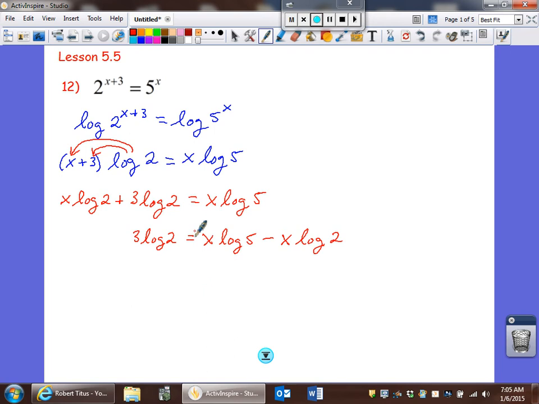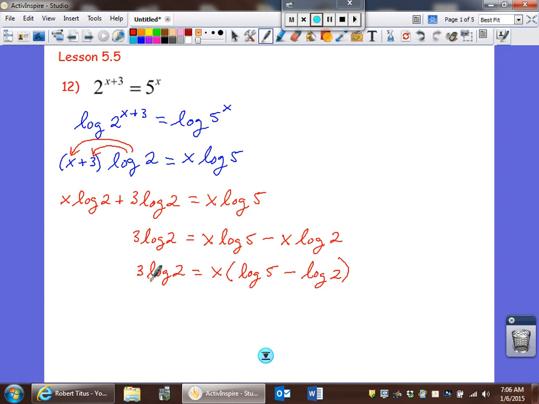Alright, we got to get these x's together. To do that, we're going to do a little factoring. We're going to factor out the greatest common factor, which happens to be x. So 3 log 2 is equal to x times, well, you're left with a log of 5 when you factor out the x. And you're left with log of 2 when you factor out the x. Close parentheses. We're going to get this x all by itself by dividing this off, okay?